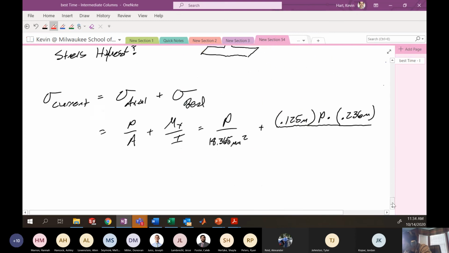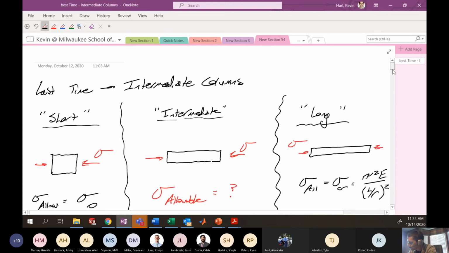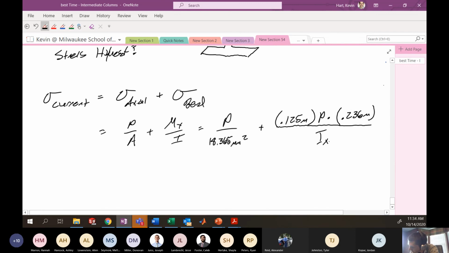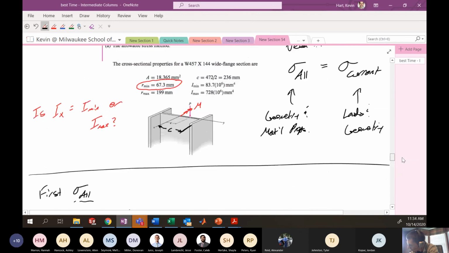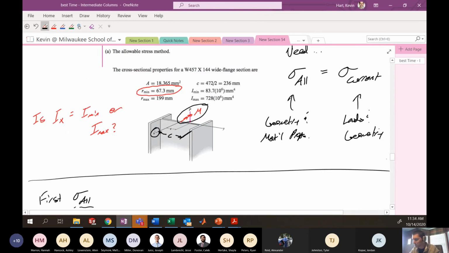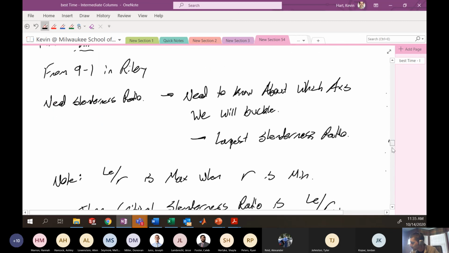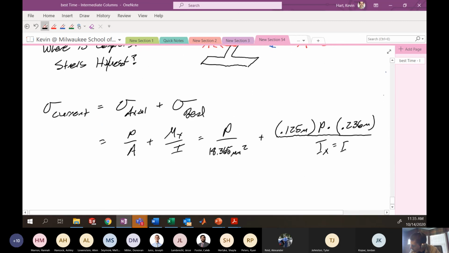Here we are. Okay. Here we're going to be using Ix, and that's because we are bending with this bending moment about the x-axis. And that would be this maximum value here, since the area moment of inertia about x is larger than the area moment of inertia about y. So here it's the I max for this particular problem, which is given in the problem, 7.28 times 10 to the negative fourth meters to the fourth.